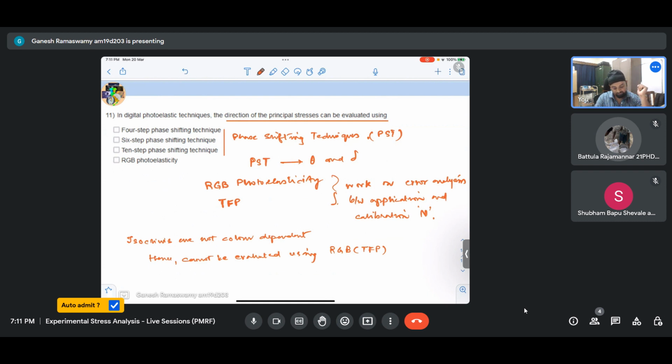So I hope that this is clear. So isoclinics, essentially directions, are nothing but isoclinics, and these can be calculated using phase shifting techniques but cannot be calculated using RGB photoelasticity. So I hope that this is clear. Okay, so let us look at the next question.